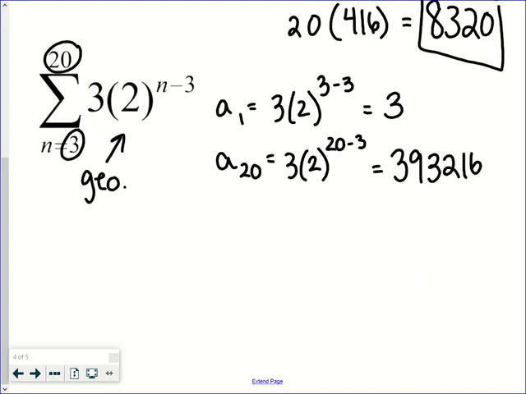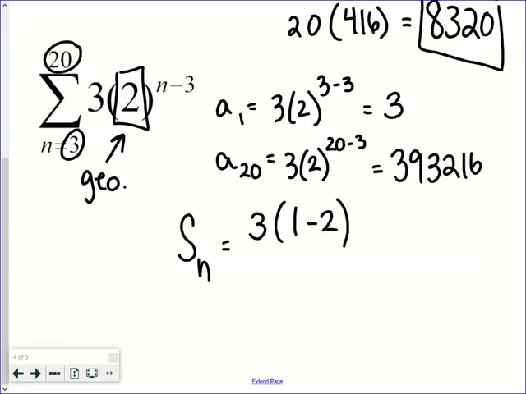Okay, so then we go to our geometric sum formula. So S sub n equals, it starts with your a, so our first number was 3. Then we do 1 minus our r, which is here. So we do 1 minus 2. And then remember, in order to figure out our exponent for our n, you do upper number minus lower number plus 1. So our upper number is 20.